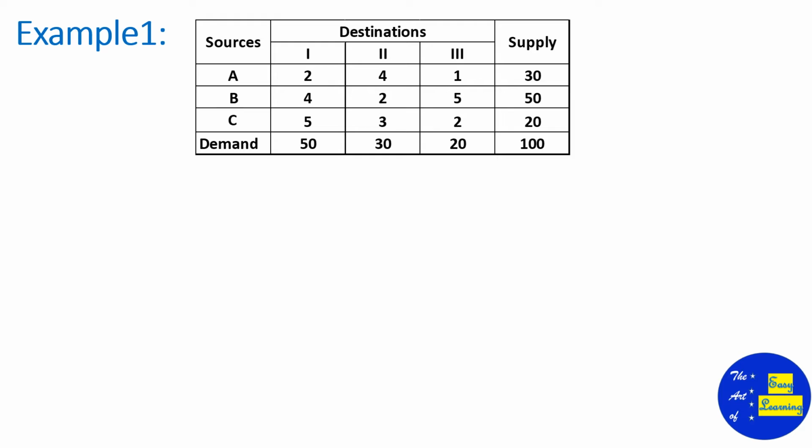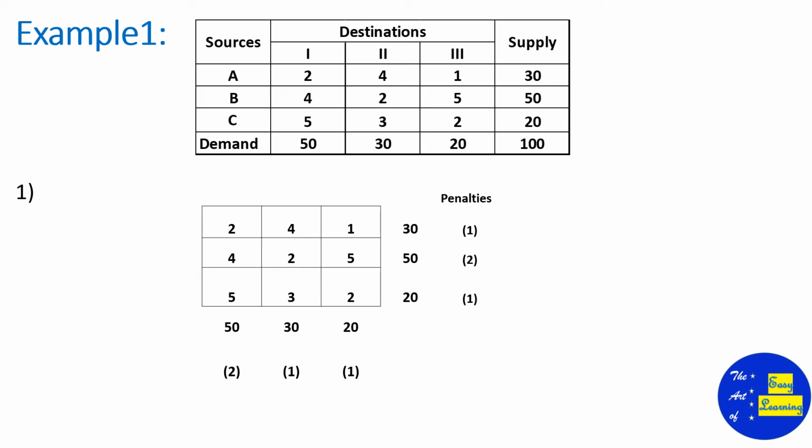See here from the table, we have 3 sources and 3 destinations, and supply values are given and demand values are also given. First check whether it is balanced or not. So total supply equals total demand. So it is a balanced TP. Now in step 1, first find the penalties.